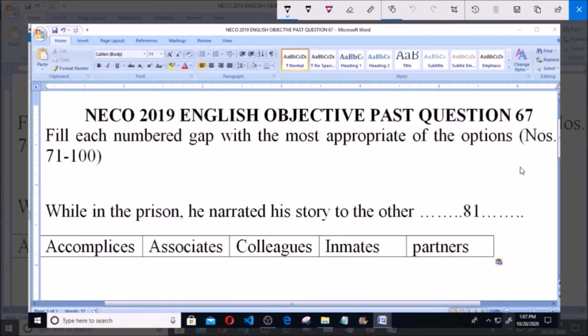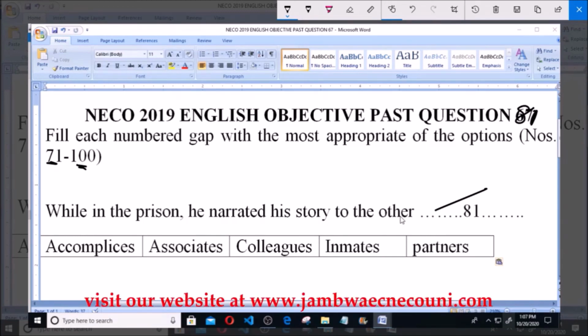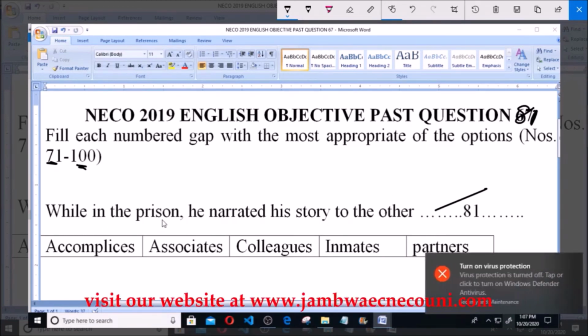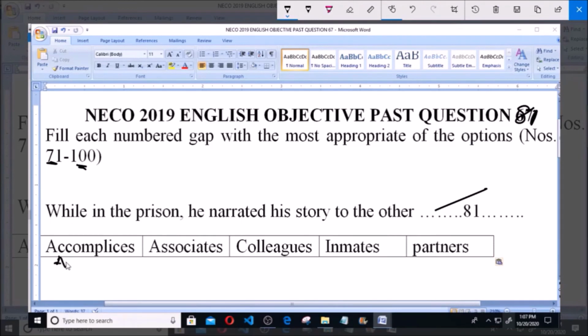Question number 81. And the instruction here says: fill each numbered gap with the most appropriate of the options. So this question is to answer questions from 71 to 100. And the statement here says, while in the prison, he narrated his story to the other dash. Option A, accomplices; option B, associates; option C, colleagues; option D, inmates.